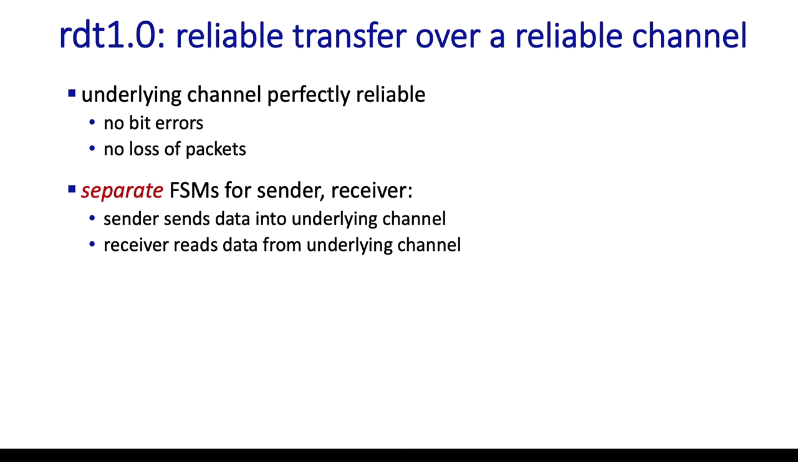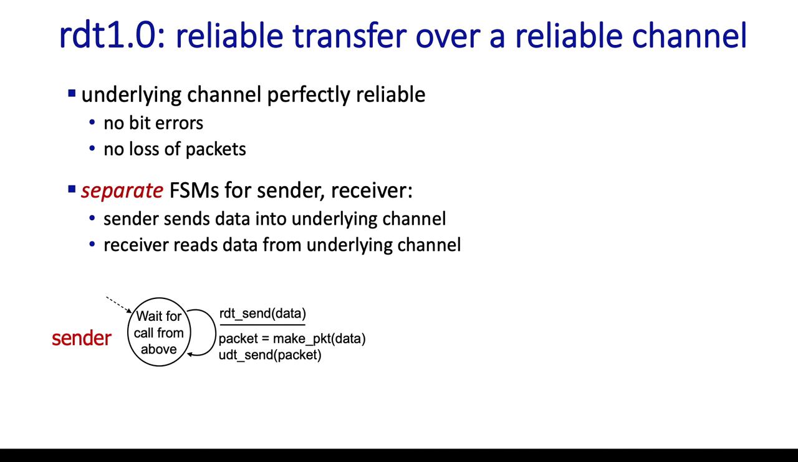And because this is a perfect channel, the actions are really simple. The sender is just going to send data into the underlying channel, and the receiver is going to read data from the underlying channel. Let's take a look at the finite state machines for these. The sender finite state machine is simple. There's just a single state where the sender is waiting for a call from above. Recall the earlier discussion we had about the interface between the application layer and the transport layer below it on the sending side. So an event happens, rdt_send(data), that call is made to the transport layer sender. The transport layer actions then are to take the piece of data, make a packet out of that data, and then send that packet into the underlying unreliable data transfer medium via the udt_send operation.